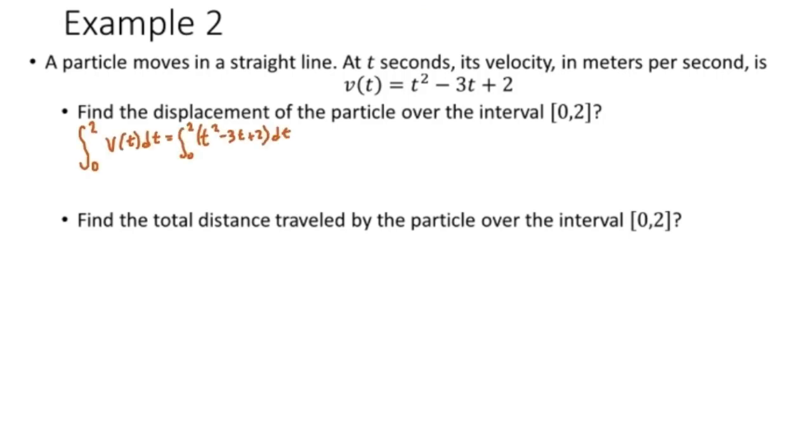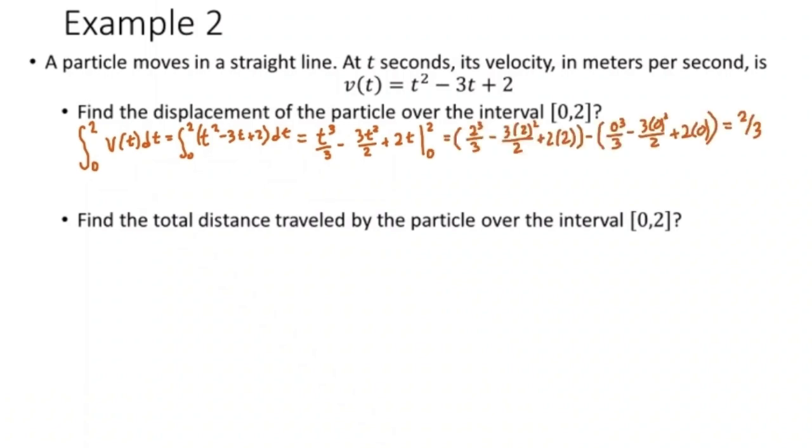Our v of t is given to be t squared minus 3t plus 2. Using the fundamental theorem, we'll find the antiderivative, which is t cubed over 3 minus 3t squared over 2 plus 2t, and we'll evaluate it at our bounds, 2 to 0. When we plug in our bounds and simplify, we get 2/3. As for the units, since velocity is in meters per second, our position would be measured in meters. So our displacement would also be measured in meters.